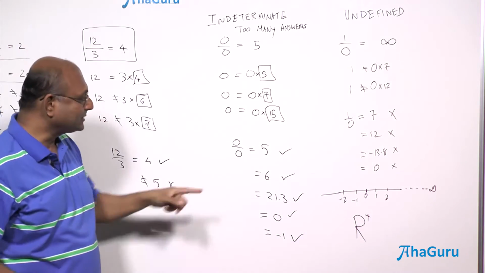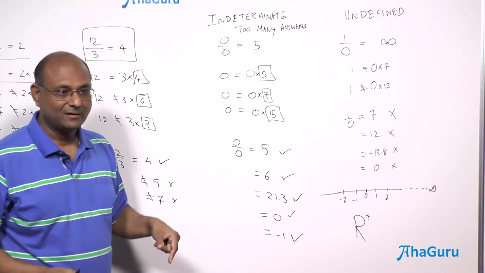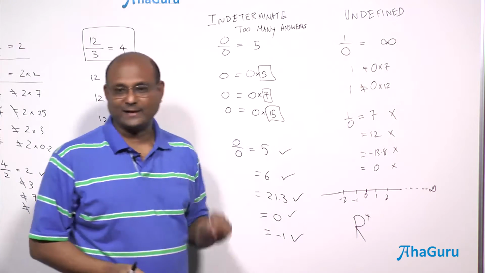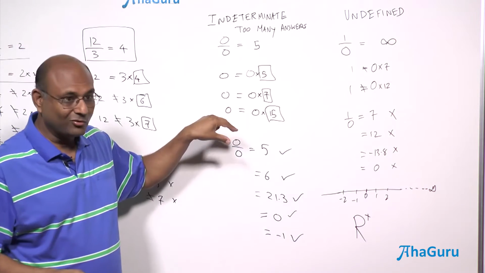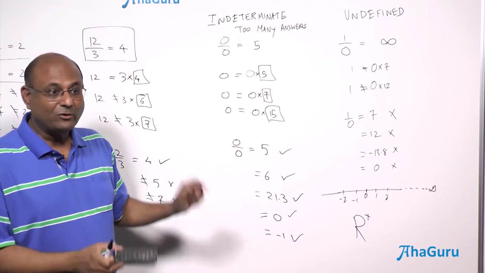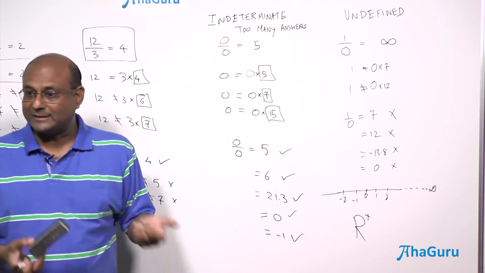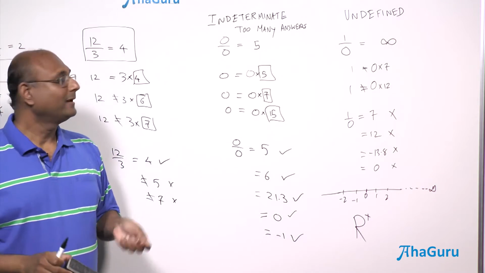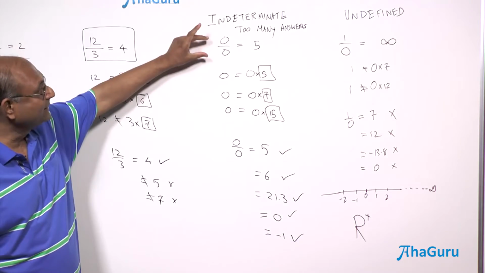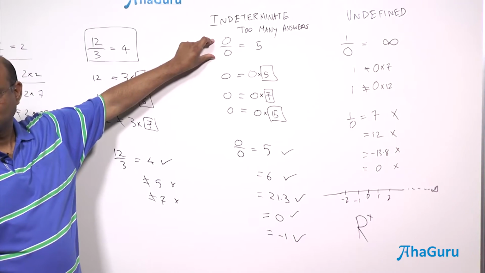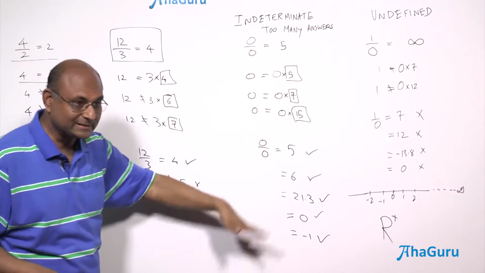The job is not to say which of this is correct. You can say none of this is correct, right? Because none of them satisfy. With 0 by 0, the real problem is I don't know which one to select because all of them seem to satisfy. And in calculus and particularly limits, our job is to give this a meaning. It has so many answers.